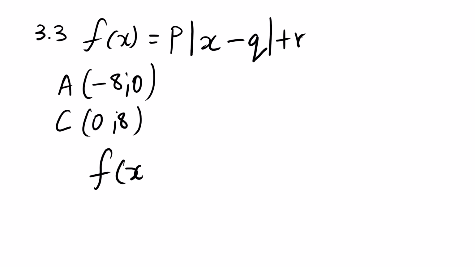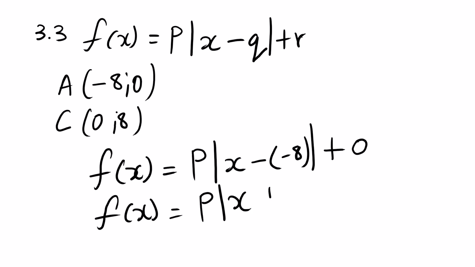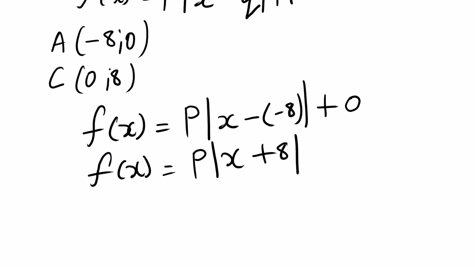So we can go ahead and plug in our vertex, x minus (-8). Remember, there's no vertical shift, so it's 0. So it's f of x equals p times absolute value of x plus 8. So this is the graph. We need to calculate the value of p. In order to calculate the value of p, we need any point which is on top of the absolute value graph. So we are going to use C.